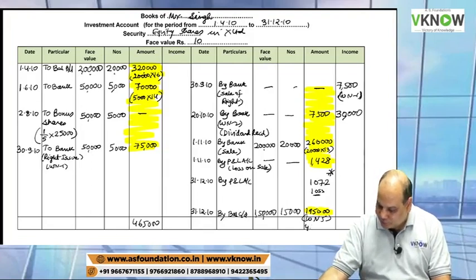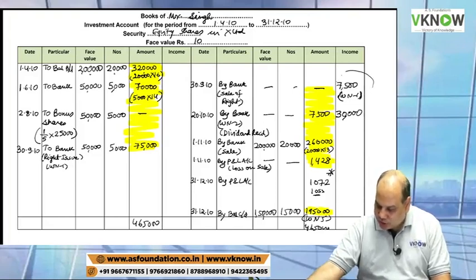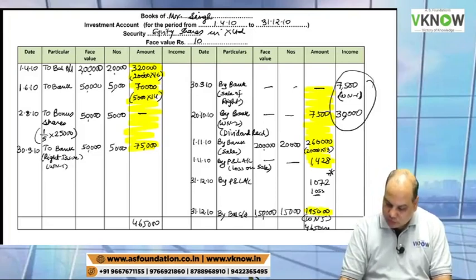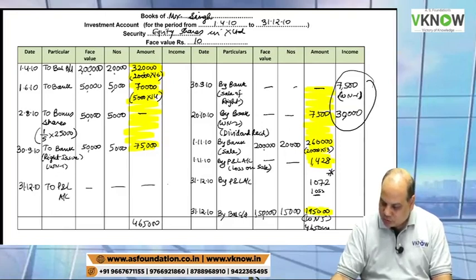This is also 4,65,000. And now you close the income column by writing on the debit side 31/12/10 to P&L account 37,500. This way, this investment account will close.